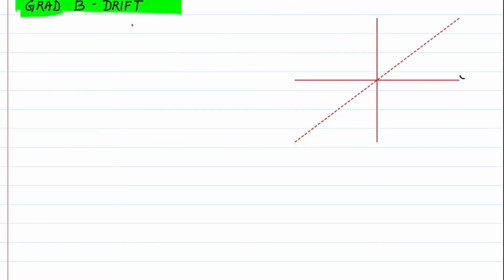Now let us discuss Grad B drift. So here is the x-axis and this is the y-axis, and the magnetic field is being applied along the z-axis. This is the z-axis, which is coming out of the screen, out of the page. These dots represent the magnetic field lines. It is coming out of the page.